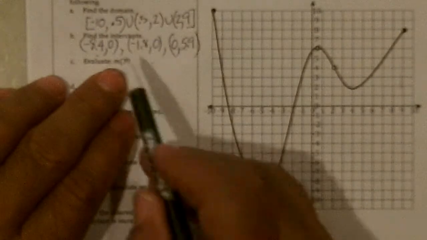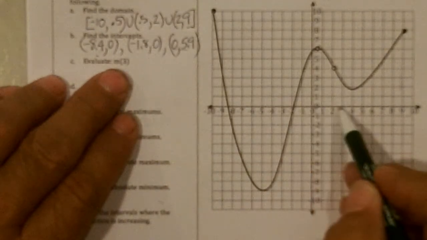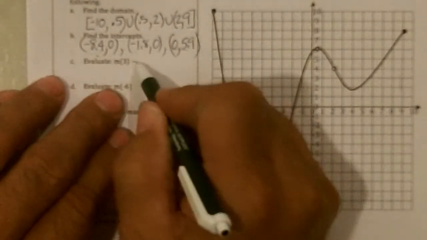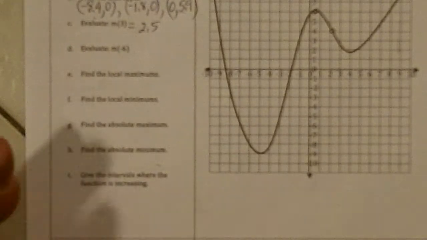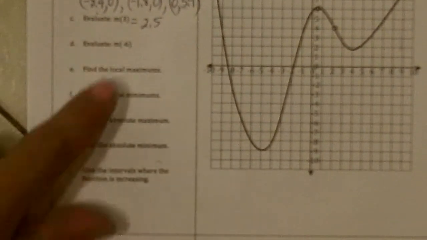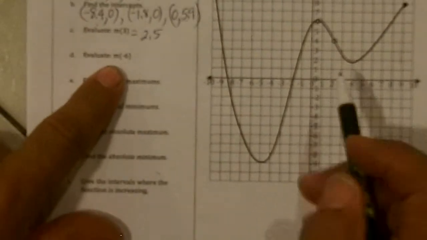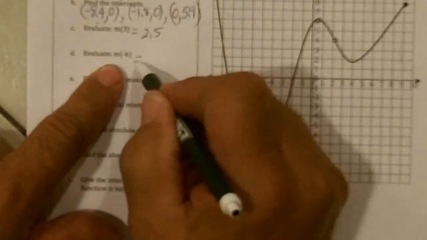Evaluate the y value at 3, m of 3. At 3, the y value is about 2.5. Don't give me the point (3, 2.5). Give me the y value, that's what it says. Give me the y value at negative 6. At negative 6, the y value is negative 8.